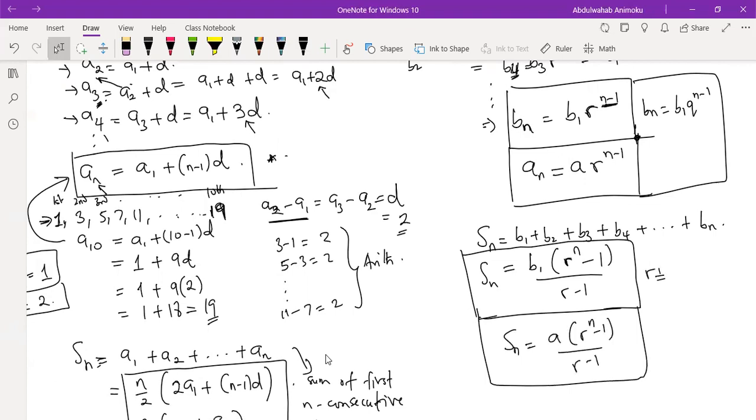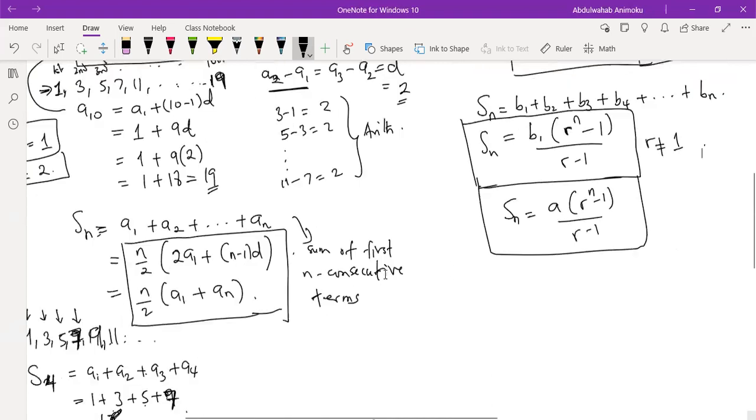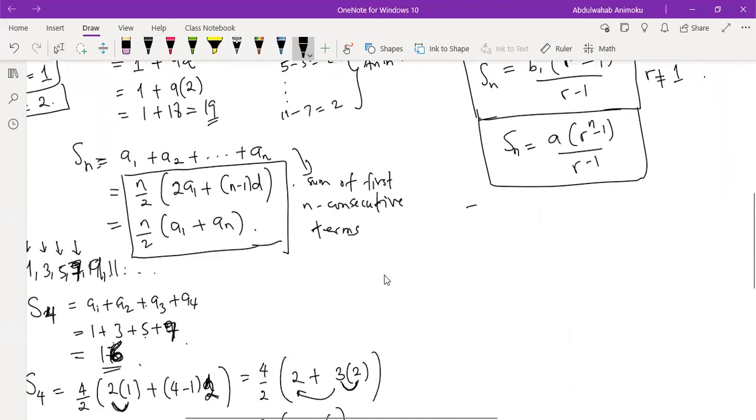And I have to say that r must not be equal to 1 for this to work, because if r is equal to 1, the denominator becomes 0, and that would be undefined. Okay, good. So let's look at the example that we have before and just illustrate how to find this.